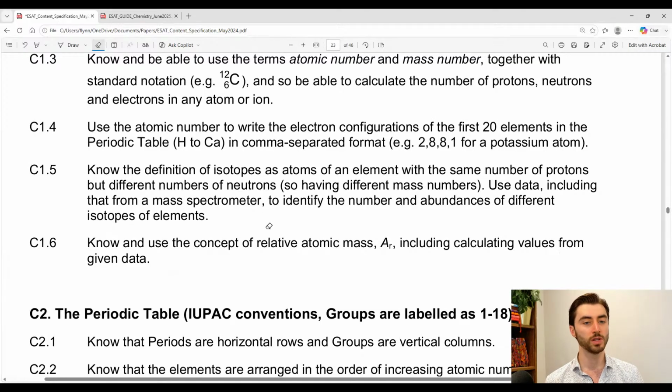So you have to be able to use the atomic number to write the electronic configurations for the first 20. So that's the GCSE format, really. So up to 2,8,8,2, where there's a maximum of 2 in the first shell, a maximum of 8 in the second shell, maximum of 8 in the third shell, maximum of 2 in the fourth within this model.